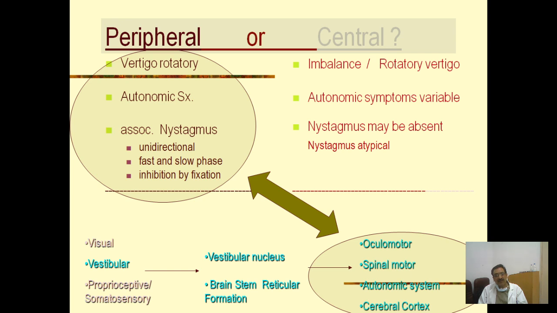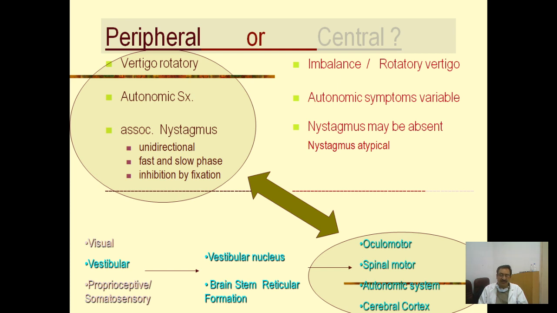If by contrast you had a problem in the vestibular nucleus, then it may affect just the oculomotor system, or it may affect just the spinal motor system. So what happens is that when you have a problem in the peripheral system, or in the ear, or in the vestibular system, then all these four systems are affected, and affected in proportion. That is a very important thing to realize: in proportion.